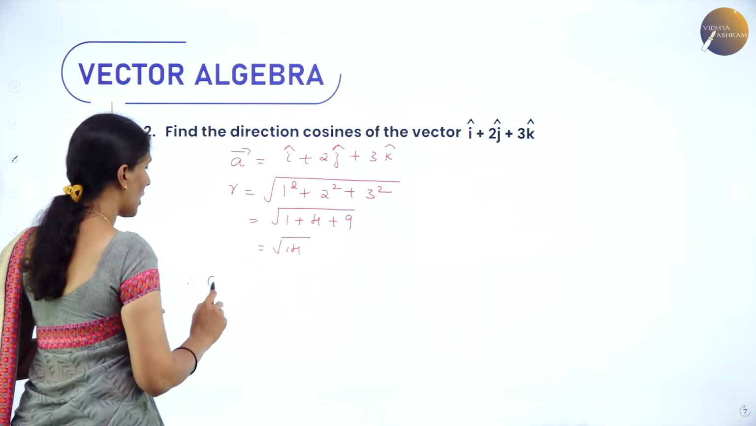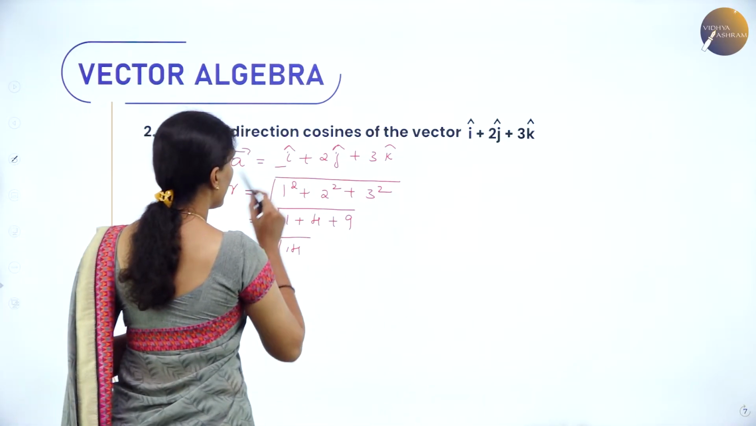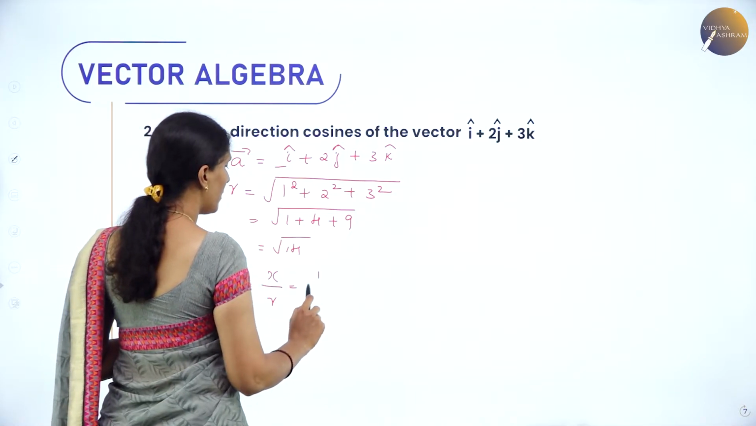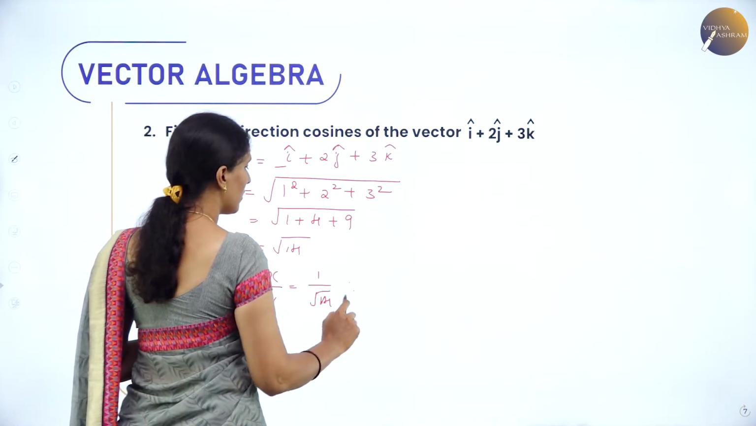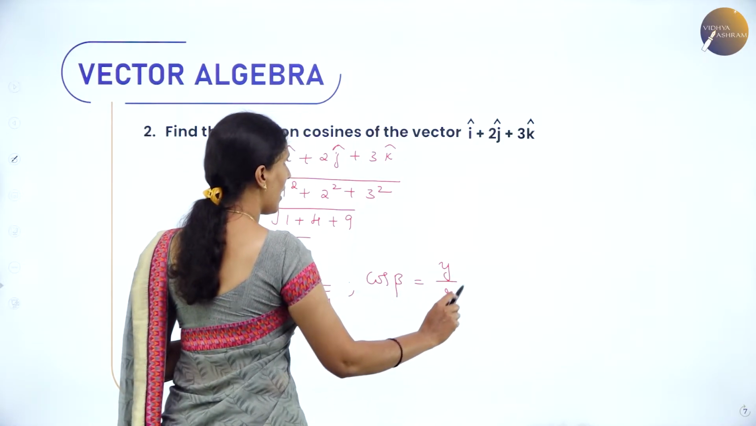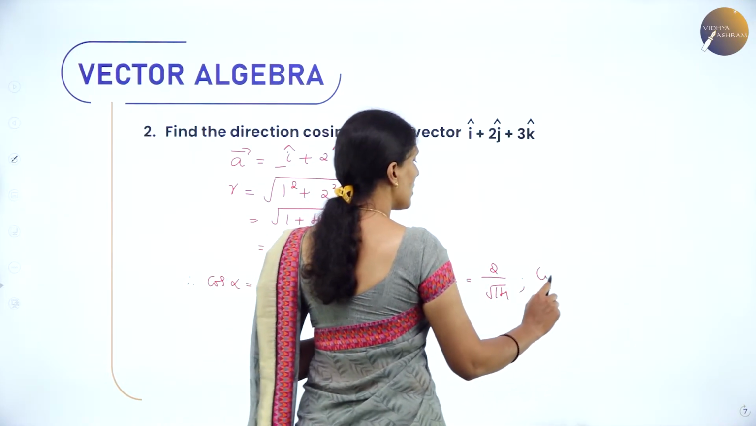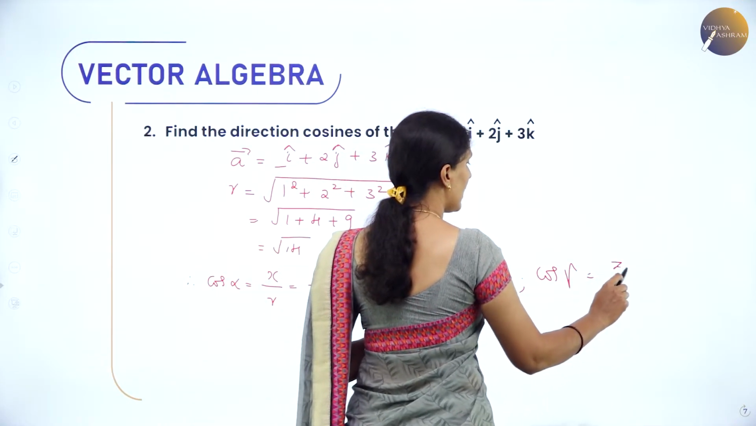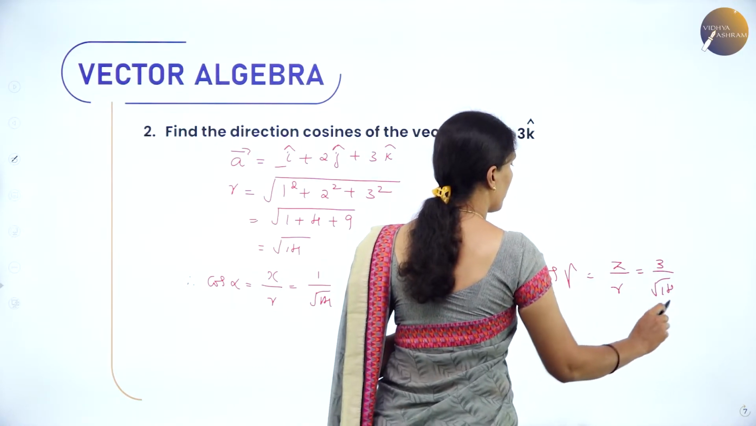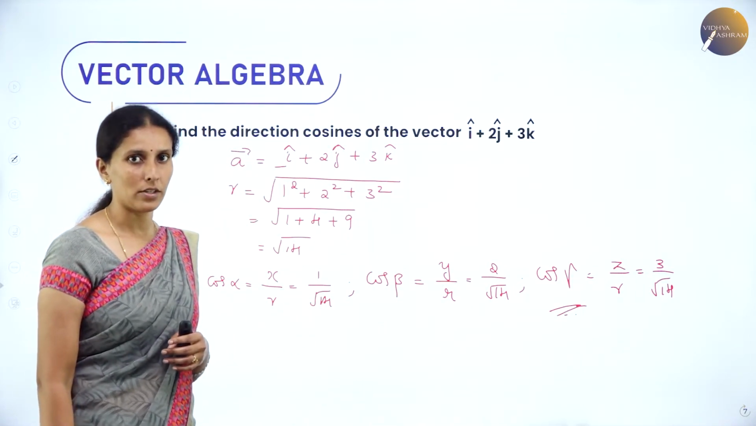So therefore, cos alpha is x by r, which is nothing but 1 by root 14. Cos beta is nothing but y by r, which is nothing but 2 by root 14. And cos gamma is nothing but z by r, which is nothing but 3 by root 14. So these are the direction cosines of the given vector.